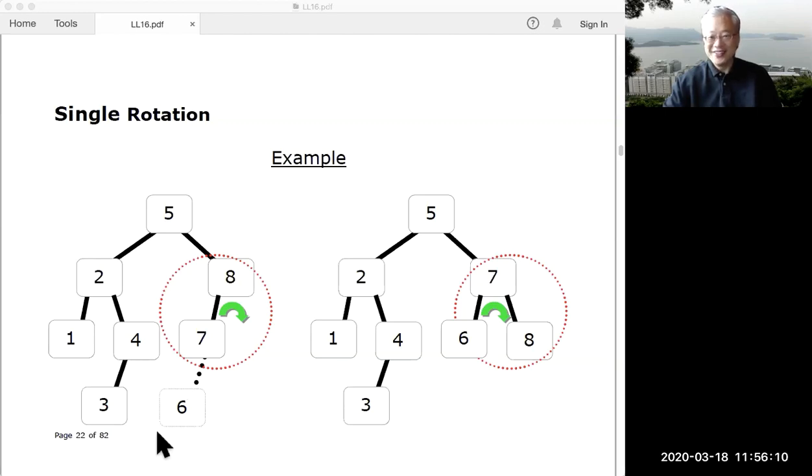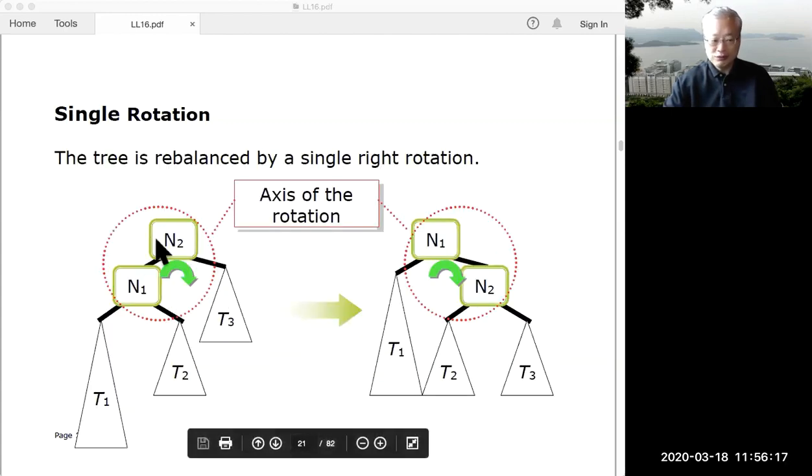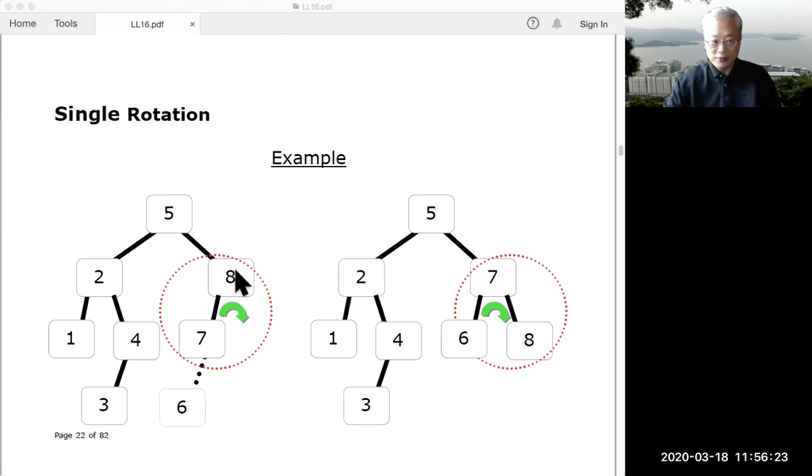Eight, good, eight has a problem. So when 8 has a problem, then according to the rules here, we do a right rotation. Now this is N2, N1. So that means this is N2, this is N1. We do a right rotation. After the right rotation, this part is balanced and everything is fine.